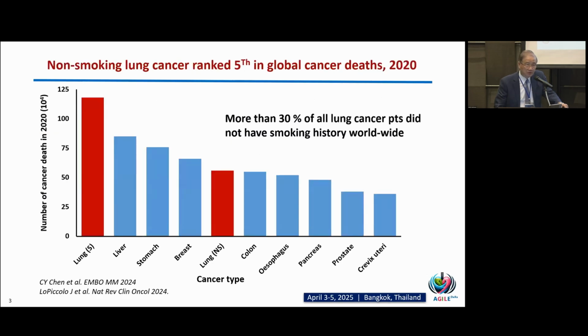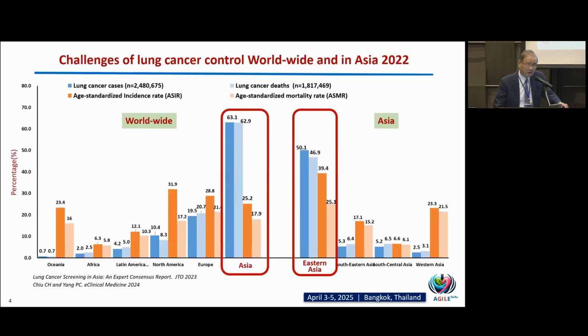So we all know that tobacco-related lung cancer is the number one cause of cancer mortality worldwide. But if you look at non-smoking lung cancer, actually it is increasing and ranked fifth in global cancer mortality. So you can estimate that more than 30% of lung cancer patients worldwide did not have a smoking history. Asia has the highest disease burden of lung cancer in the world. More than 62% of lung cancer cases occur in Asia, and more than 63% of lung cancer mortality occurs in Asia, especially in East Asia.